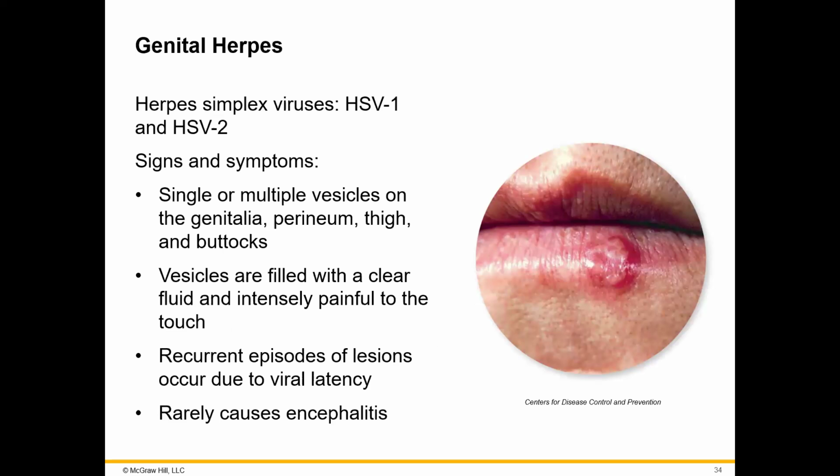Moving on to herpes. We've talked previously about how herpes can cause encephalitis and meningitis, but now we're talking about genital herpes. And so genital herpes is caused by herpes simplex viruses. This is herpes simplex virus 1 and herpes simplex virus 2. If you have herpes simplex virus 1, you are not immune to herpes simplex virus 2. You can have both at the same time.